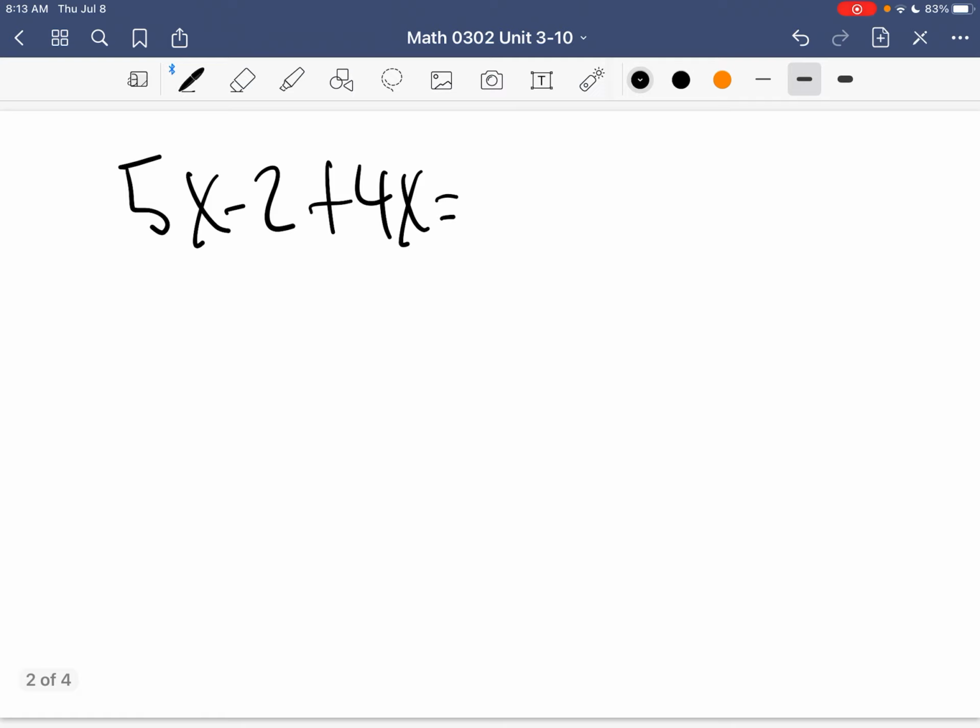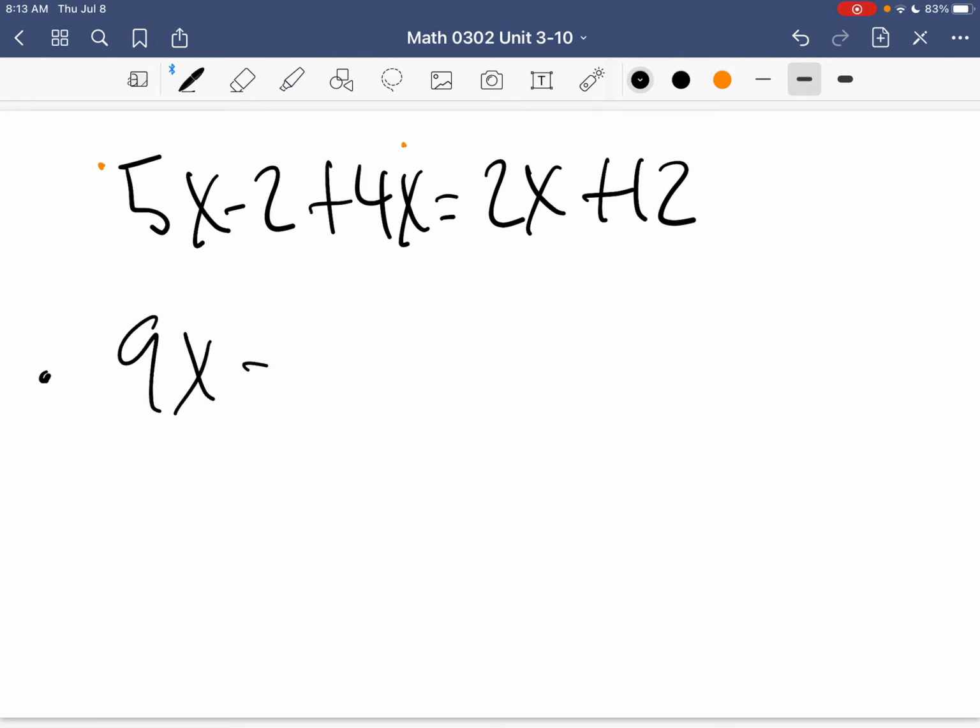And that's equal to 2x plus 12. The first thing we want to do is combine the like terms on both sides of the equation. In particular, on the left-hand side, the 5x combines with the 4x. We get 9x minus 2 equal to 2x plus 12.